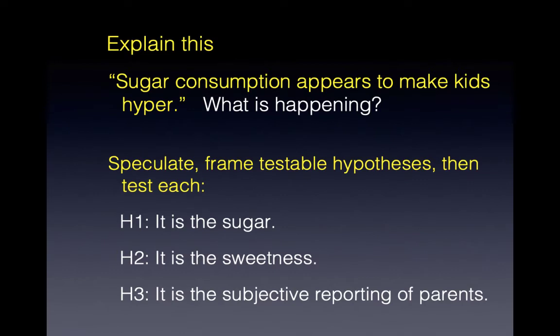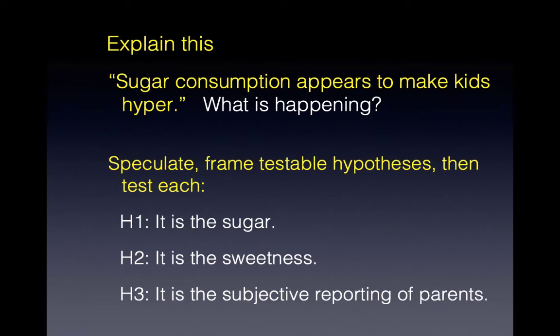It's the sugar that makes them hyper. Could be the sweetness makes them happy. Again, it's not the sugar. You can get sweetness from other sources than sugar. So it needs to be that some kids don't get the sugar and we still see some sort of hyperactivity, which, by the way, we do. And third, it's the subjective reporting of parents that might explain why it looks like the sugar is making kids hyper, right? Again, we're explaining the correlation between consuming sugar and kids being hyper.